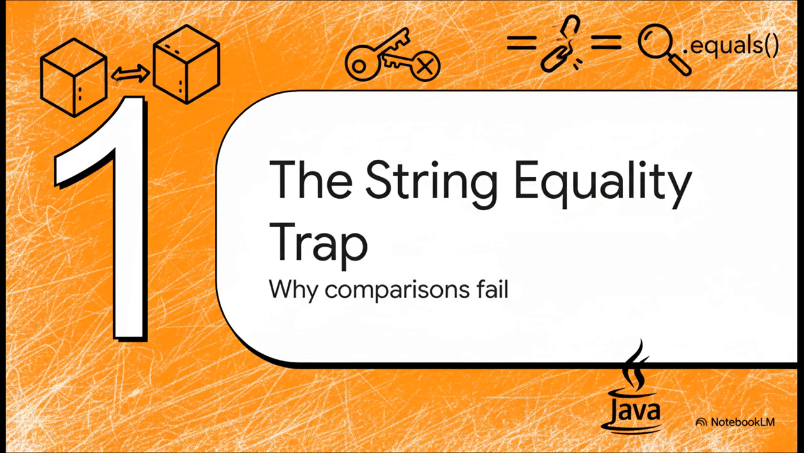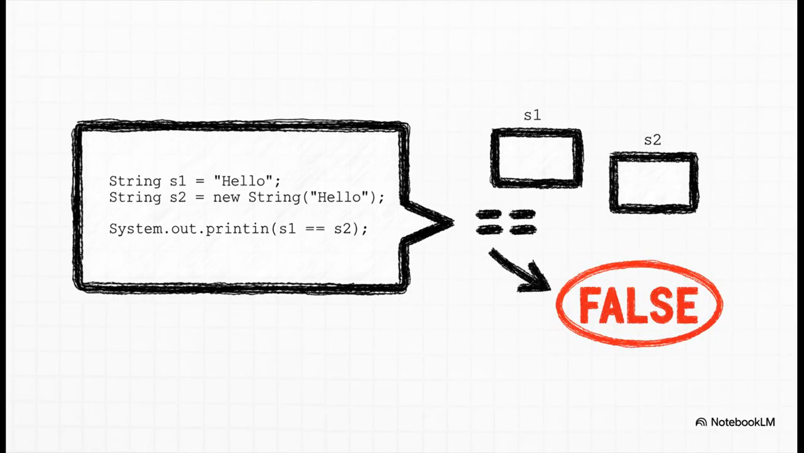All right, first up, the single biggest mistake new Java developers make. And seriously, don't feel bad. We have all been there. It all starts with comparing strings, and it's where so many bugs are born. So take a look at this little snippet of code.